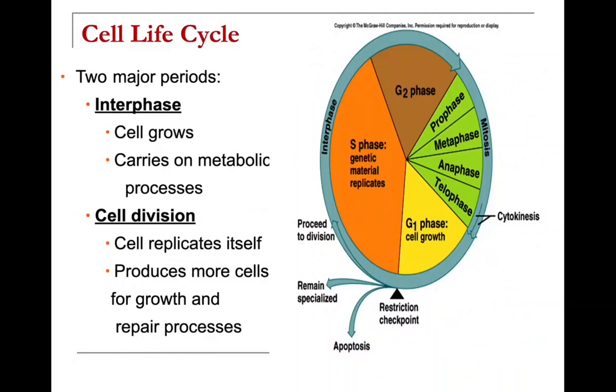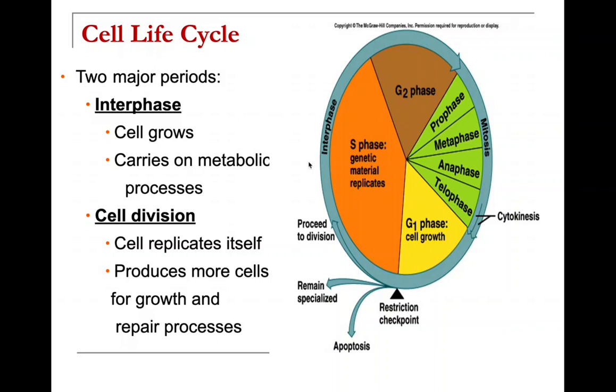When we look at the cell's life cycle, it's got two major periods. You've got interphase, where the cell is going to grow. It's going to carry on its metabolic processes. It's doing its main life's purpose here, whatever that is for the cell. And then during cell division, we call it the mitosis or mitotic phase. Here the cell replicates itself. This will produce more cells for growth and repair.